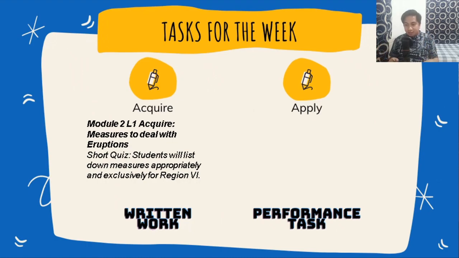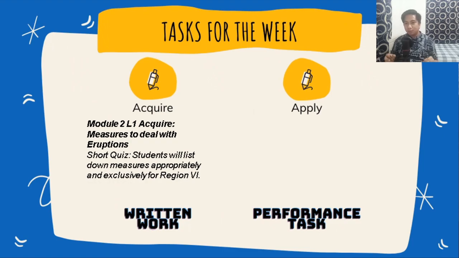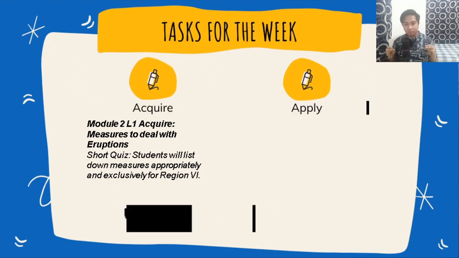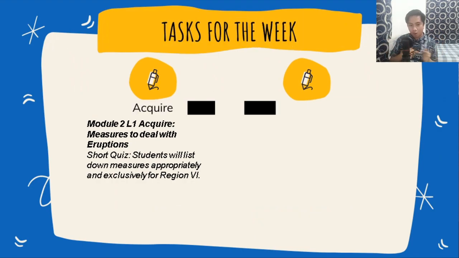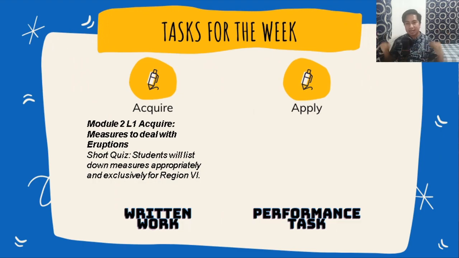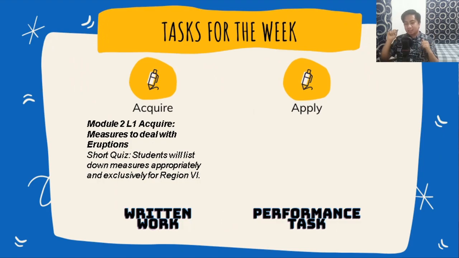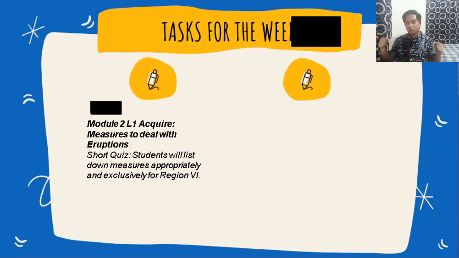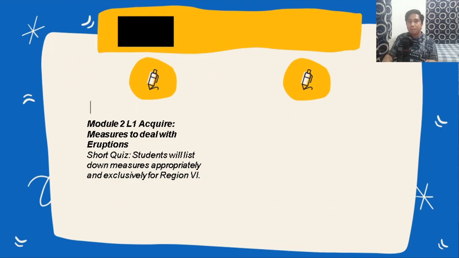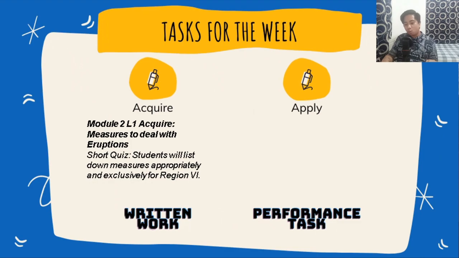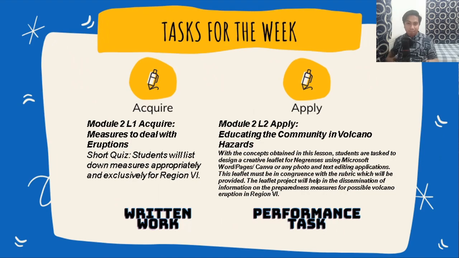So first, you will answer Module 2 L1 Acquire, your measures to deal with the eruption. So this will be through Microsoft Forms. So after this class, you proceed with the Module 2 Lesson 1 Acquire. You have to answer questions related to volcanic eruption. Okay? Next, after this one, I want you to meet with your B groups and then make your first minor PT for the second quarter, which is your Module 2 L2 Apply.